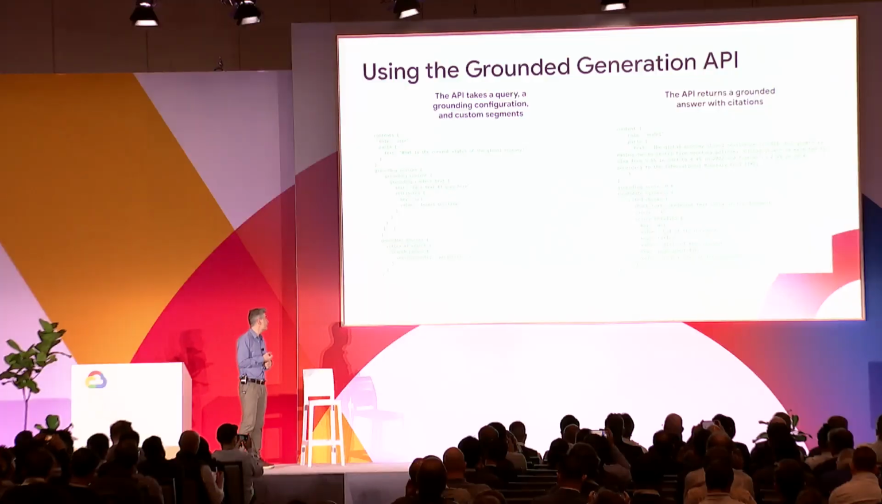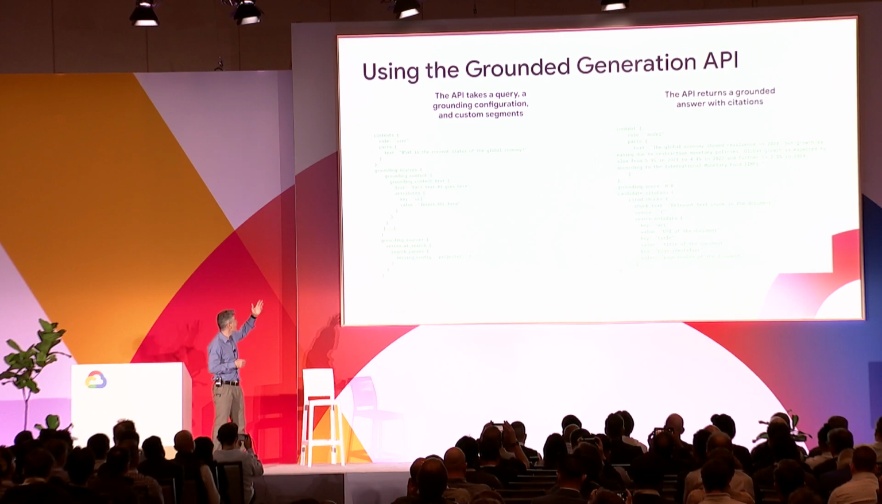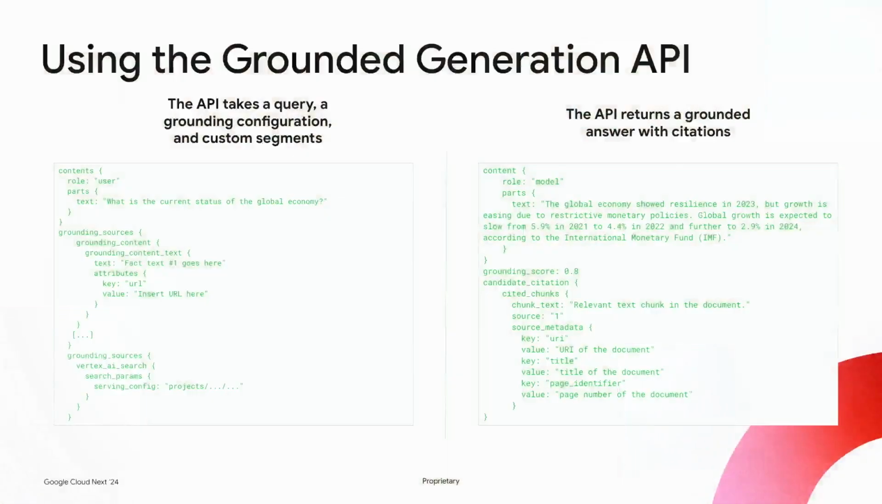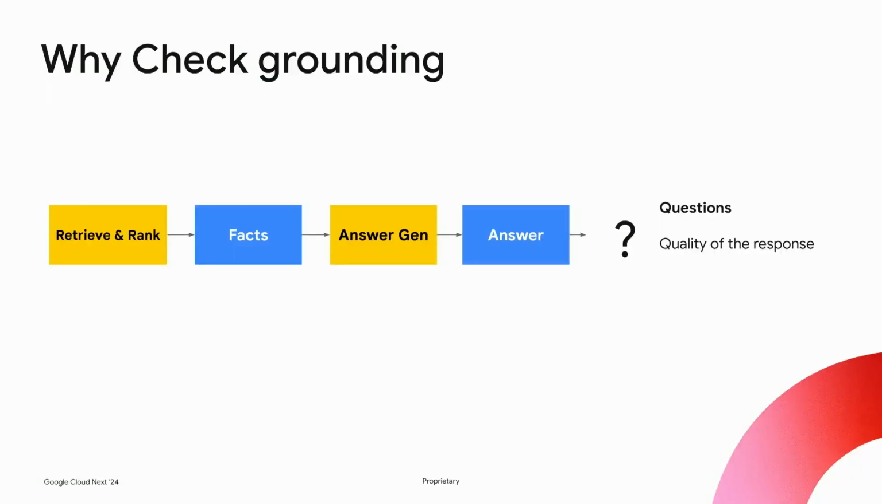So you can see here the interface of the API. You pass the content, which is the query, and a configuration for the different sources, or the elements that have to be used. And on the right side, you see the response, and to the extent that it could find citations, also the list of the citations. And then finally, the "trust but verify" kind of step, the check grounding API, which solves this very simple but very important problem.